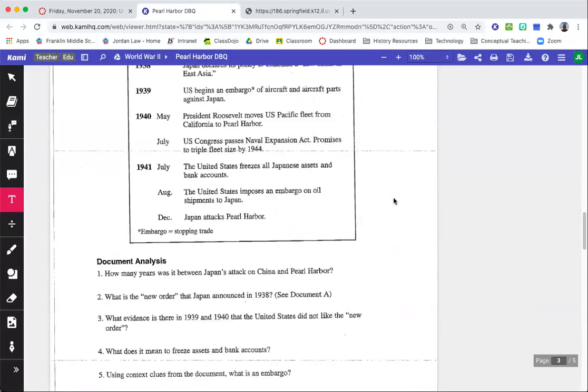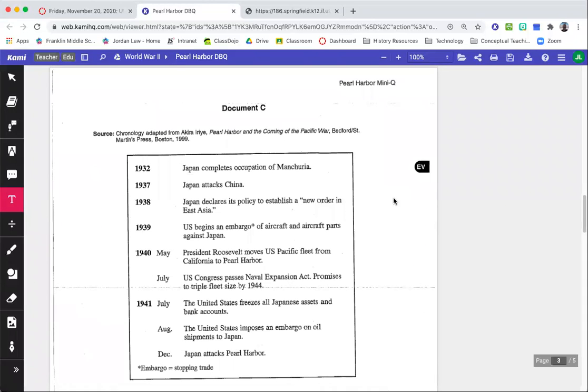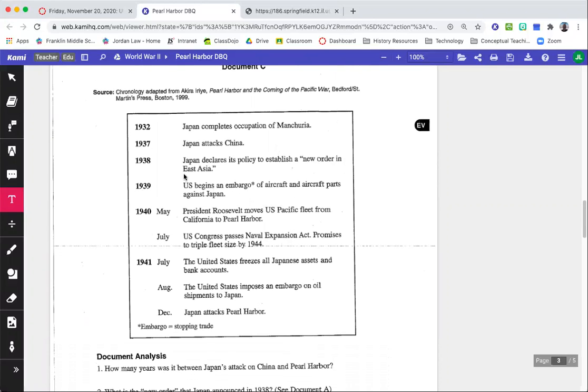Okay, so starting with document C, and again, just a reminder, our goal of these documents is to be able to answer the question, why did Japan attack the United States? Document C here is a timeline starting in 1932 and going all the way up until the Japanese attack on Pearl Harbor. This is something that's been adapted from my book. So this is what we are going to be focusing on for the questions that are below.